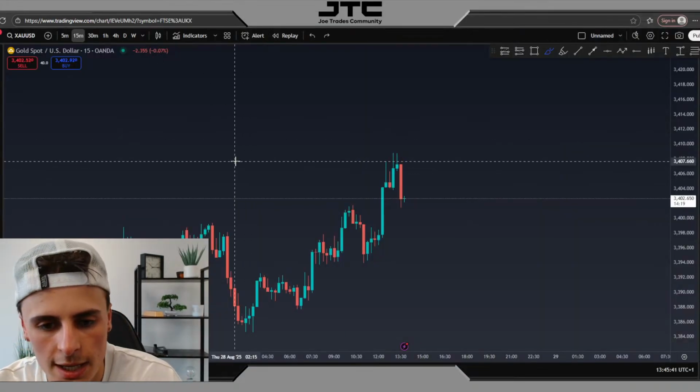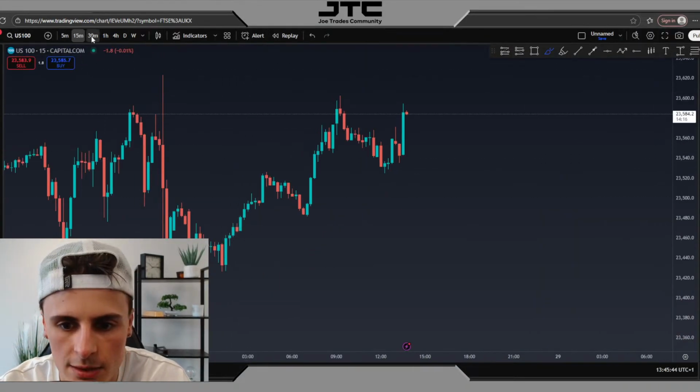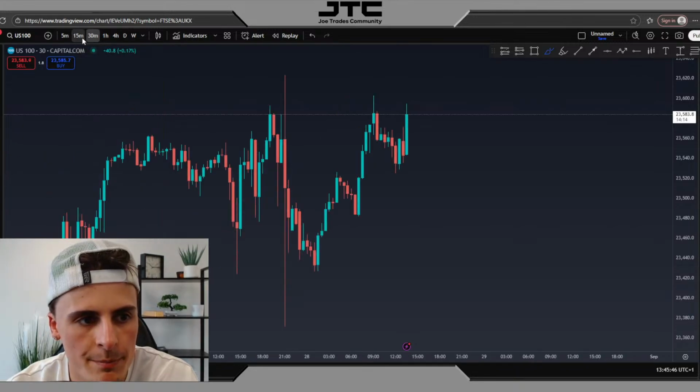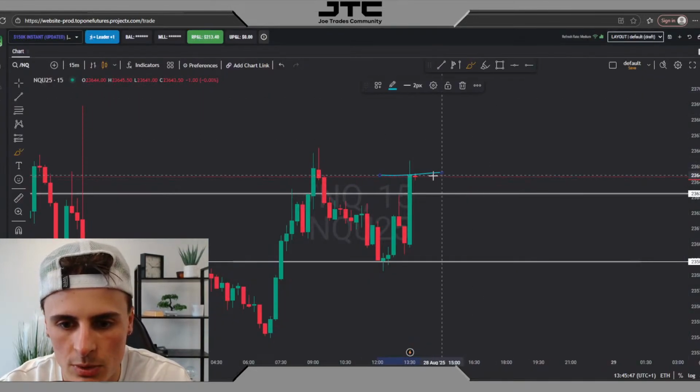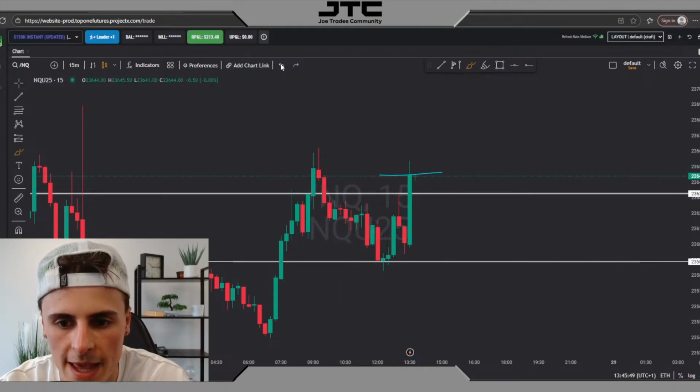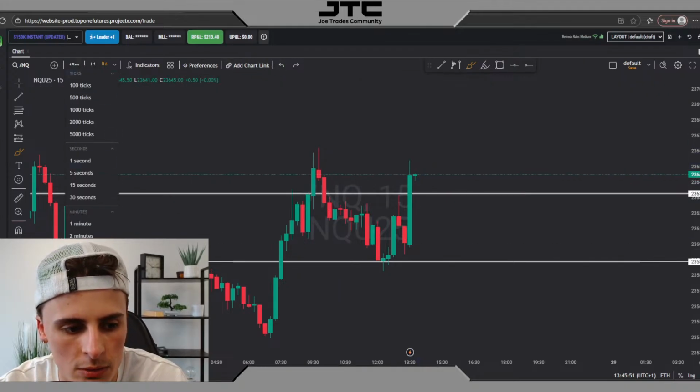What is Nasdaq looking like on this chart? Has it taken liquidity? No. It's a shame, because I wanted to take some longs here. But I'll wait for the hourly. If the hourly closes bullish, I'll take some hourly longs.